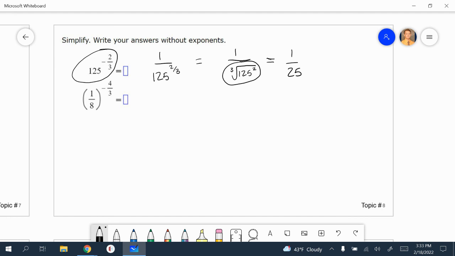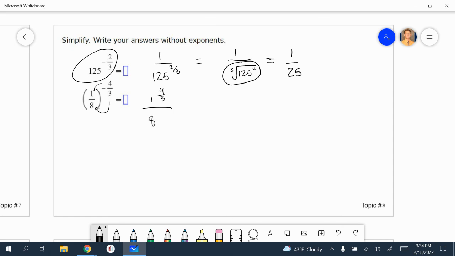For the other one, we have 1/8 to the 4/3 power. So this is kind of interesting because that 4/3 will go to everything inside. So it'll go to the top base and the bottom base. 1 to the anything is 1. 1 to any power is 1. So really, the 1 to the negative 4/3 power is just 1. We'll change that in just a second.